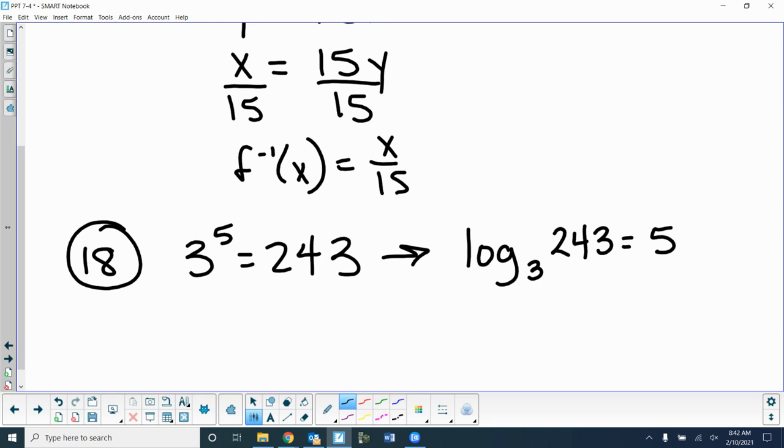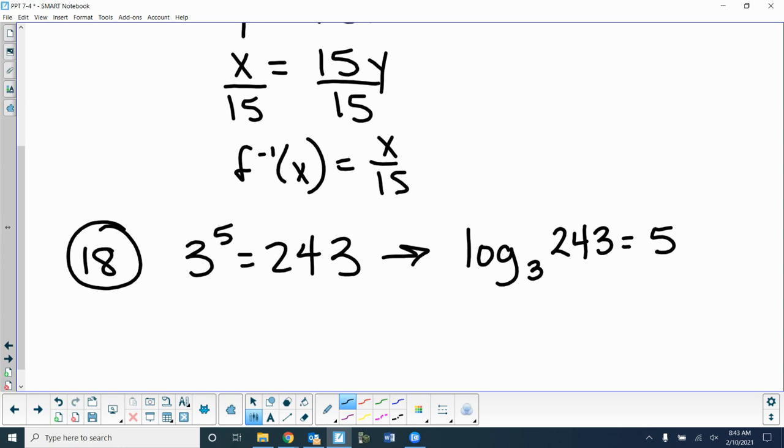You should understand that the 3 is the base, the 5 is the exponent, 243 is the number. So log base 3 of the number equals the exponent. That's what logs are. They're exponents. Okay? You're supposed to be able to do that.